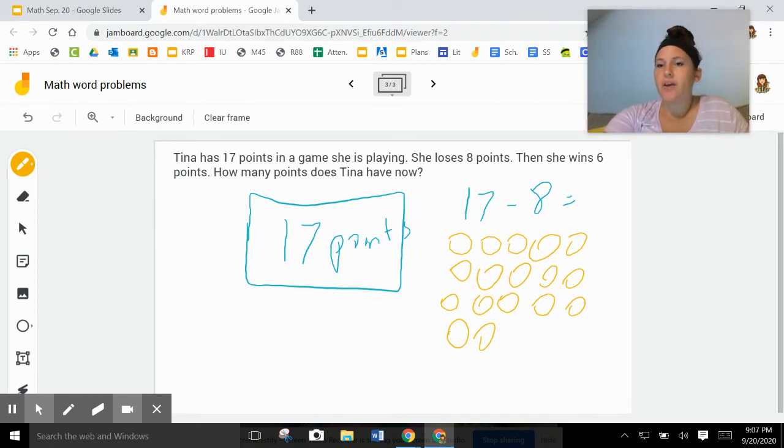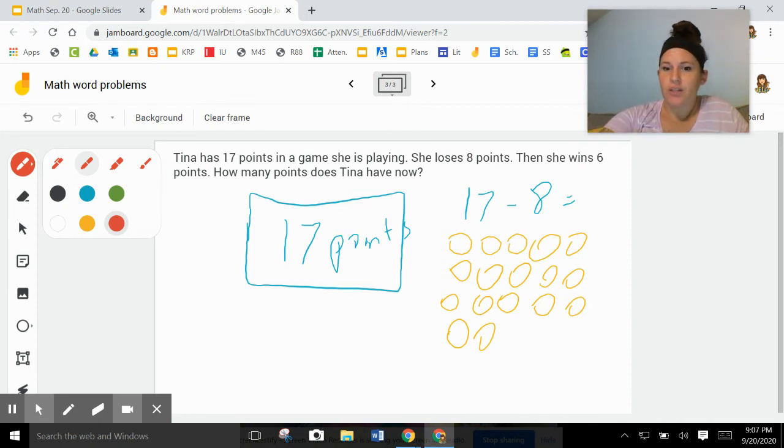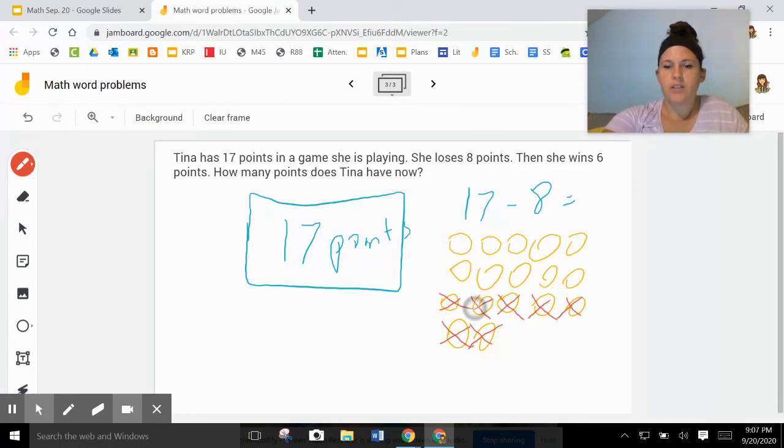Again, I just drew the 17 points that Tina has at the beginning of the game that she's playing. Then the next sentence told us that she loses 8 points. And we've already decided that if you're playing a game and it tells you you've lost 8 points, your number is going down, which means you have to take away some of what your points are. So that means we're going to be crossing out 8 of those points. But let's grab some red, show how this is not good. Our points are going down. How many points are we taking away? 8. She loses 8 points. 1, 2, 3, 4, 5, 6, 7, 8.